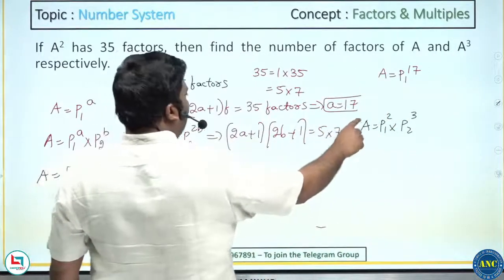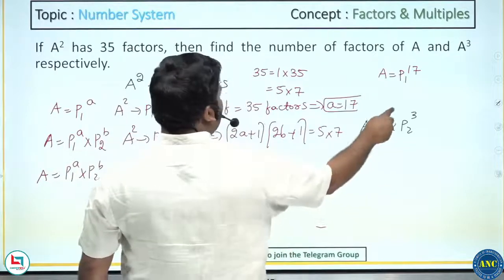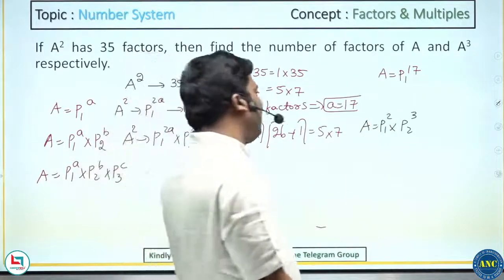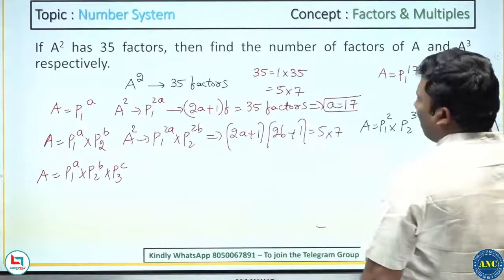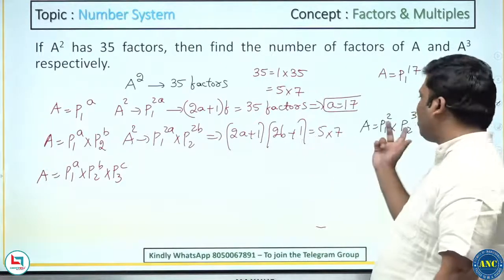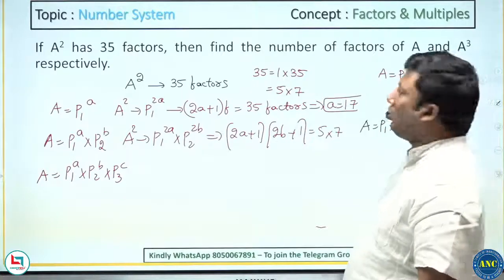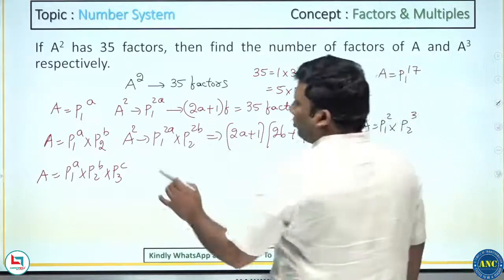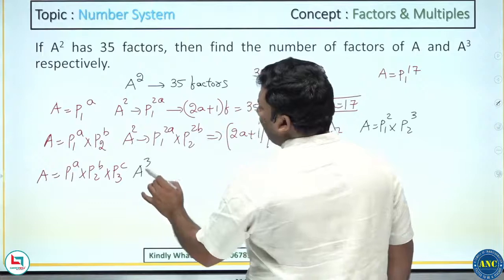P1 power 2 into P2 power 3. A square is P1 power 4 into P2 power 6, so 5 into 7, 35. A is P1 square into P2 cube. I hope it is clear. You can interchange it. You will get P2 power 2 into P1 power 3 also.